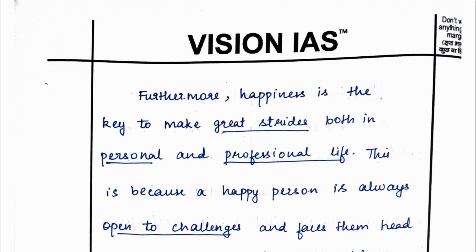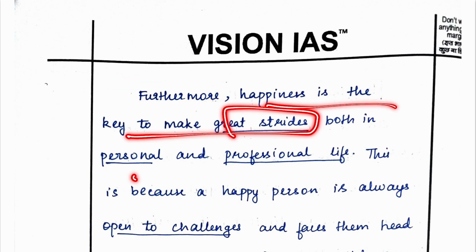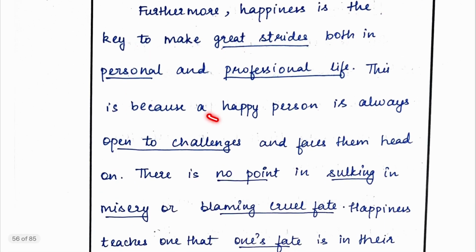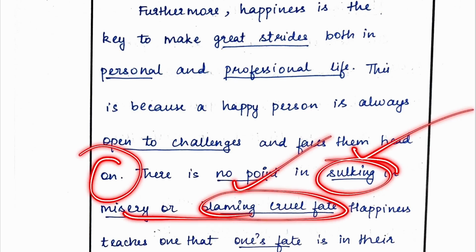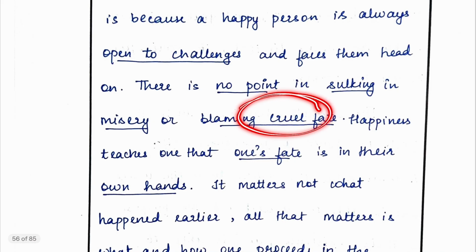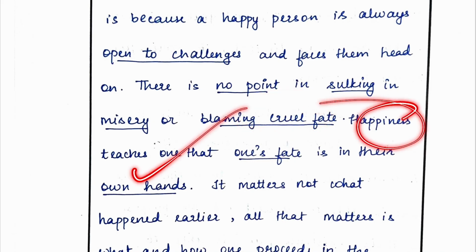Furthermore, so one more connector. So different connector he is using, please remember this, and you can copy paste. Happiness is the key to make great strides both in personal and professional life. This is because a happy person is always open to challenges and face them head on. There is no point in sulking in misery or blaming cruel fate. Happiness teaches one that one's fate is in their own hand.